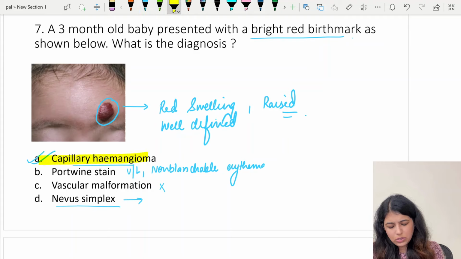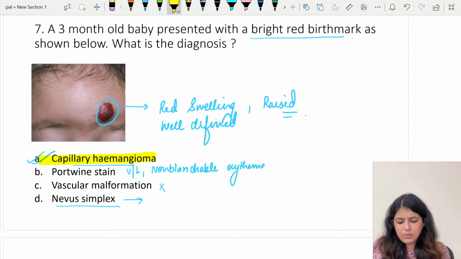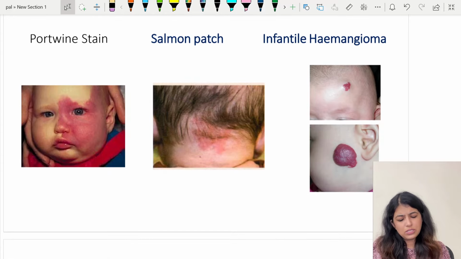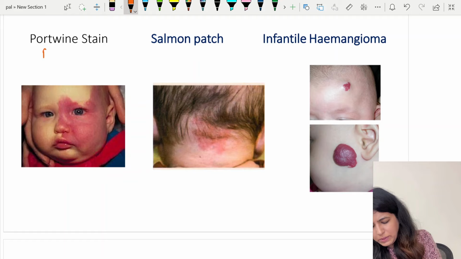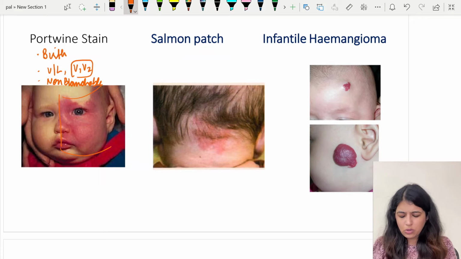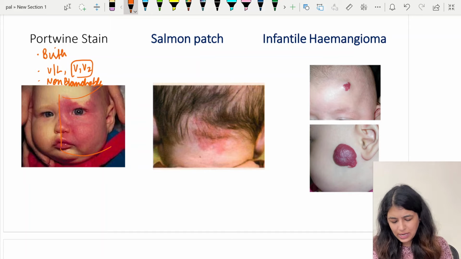So the correct answer to question number 7 here is capillary hemangioma, that is infantile hemangioma, because that is what presents like this. I have put all these 3 here so that you can differentiate from each other. See, port wine stain will be present at birth. It will be unilateral, most commonly in the V1, V2 distribution of the trigeminal nerve, and it will be a non-blanchable erythema. So you see here unilateral along a specific distribution, and it is non-blanchable. So it's not like a raised small swelling. It's more flat at birth.